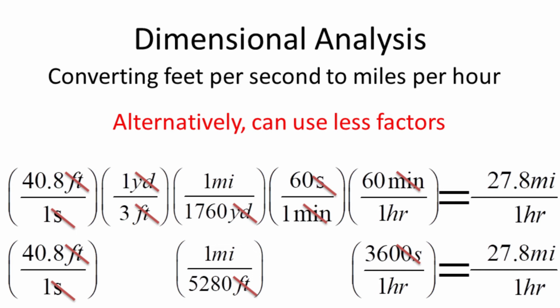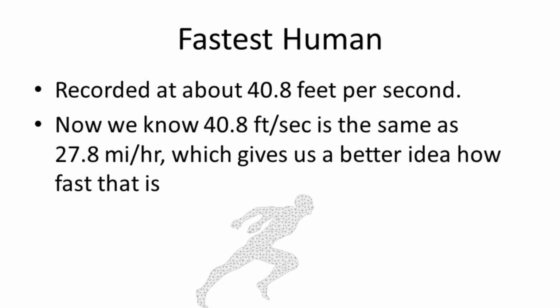And if you want, you can shorten this process down. Here I'm showing on the second line that you can actually merge two of the factors together. You can go from feet directly to miles, and that will sort of delete one of the factors for you. You can also go straight from seconds to 1 hour. So we learned from this problem that maybe we don't understand what 40.8 feet per second is, but through dimensional analysis we understand now that it's 27.8 miles per hour, and that's how fast a human can run.